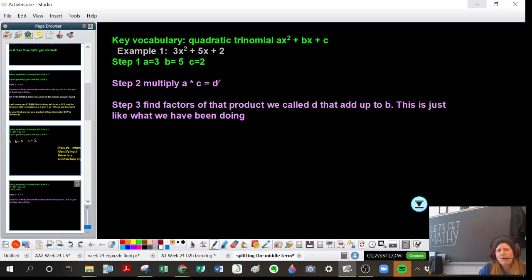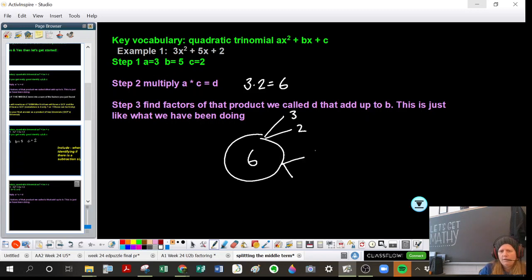So now we're going to go ahead and multiply A times C. So that's 3 times 2. That equals 6. Now, remember I said that we're going to be doing what we had been doing? So again, I'm going to use that little factor wheel I like. And I'm just going to write out all my factors. So 3 and 2, 6 and 1.